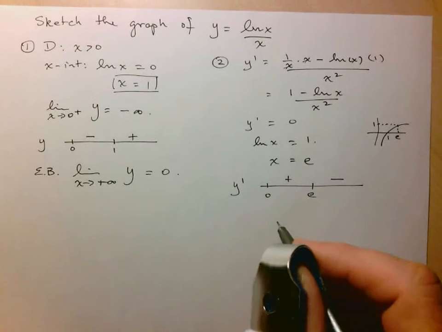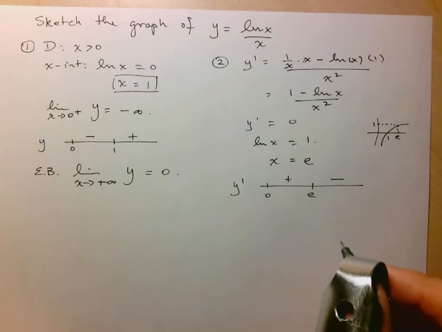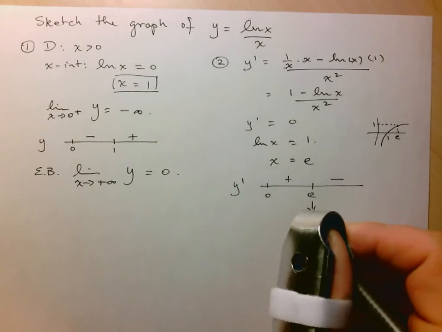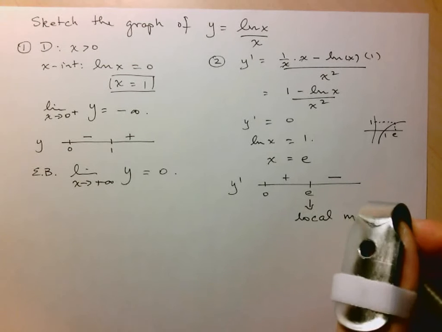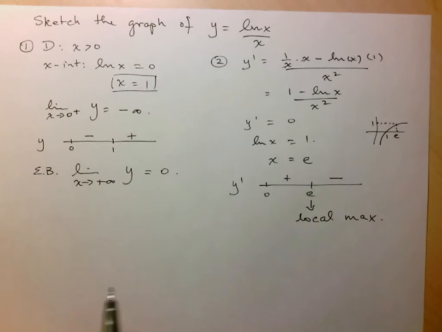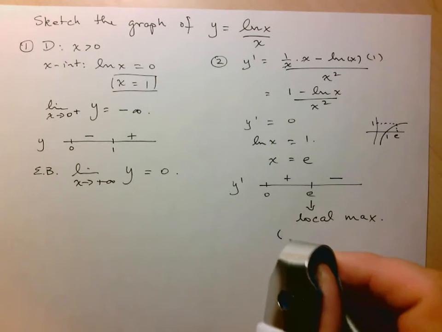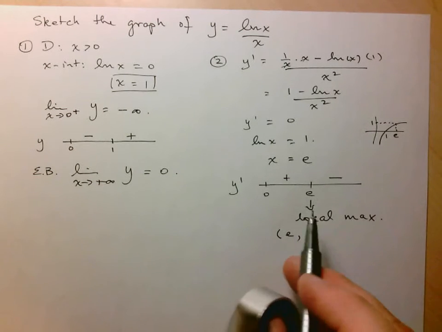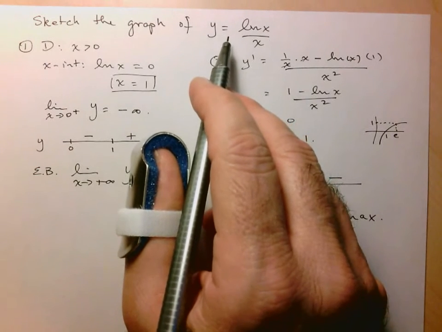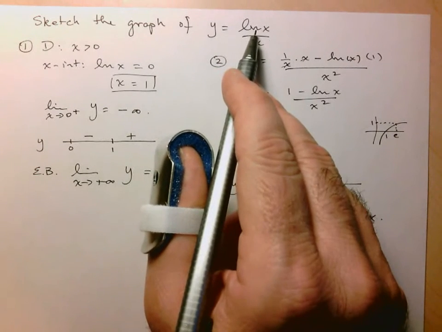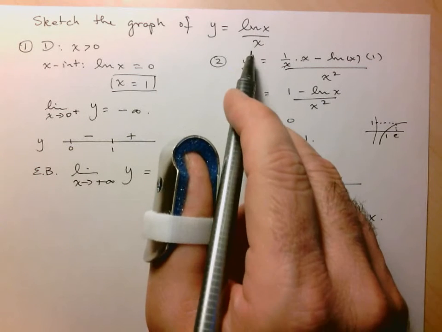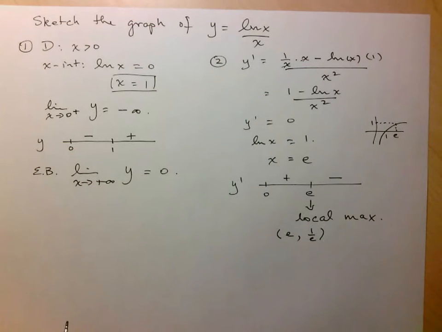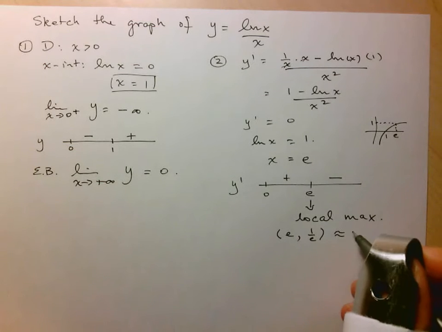Okay, so since we're going from increasing to decreasing, that's what the positive and negative imply, that means we have a local max. Okay, and so we might as well get the point here. So we know it's at x equals e. And remember, to find the y value, you have to always go back to the original function. So ln e is just equal to 1, divided by e. So 1 over e.